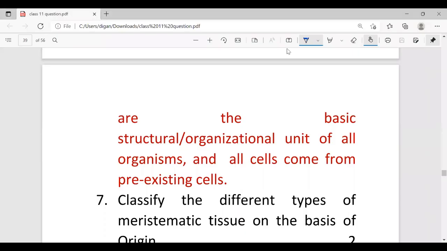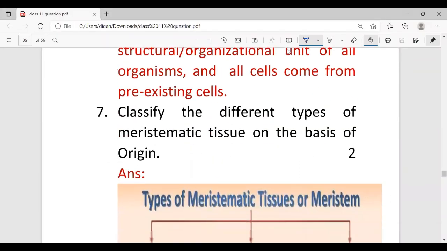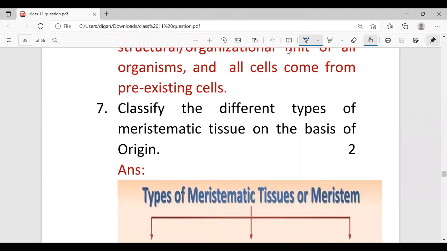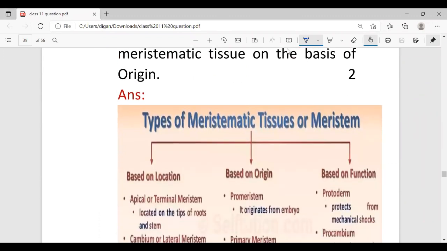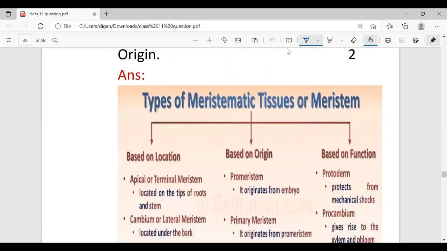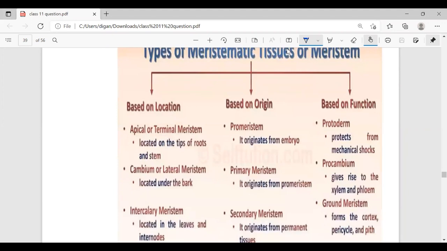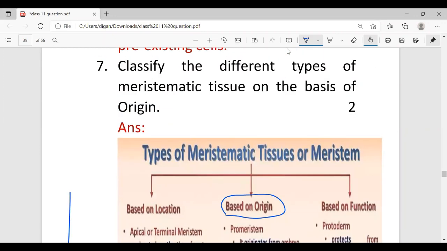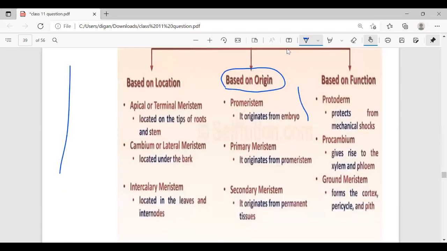Now come to the next question, question number 7: classify the different types of meristematic tissue on the basis of origin. So these are the types of meristematic tissues. Here I am showing you the total classification, but in this question you are asked only about the basis of origin. So for this answer you have to just write the classification based on origin.